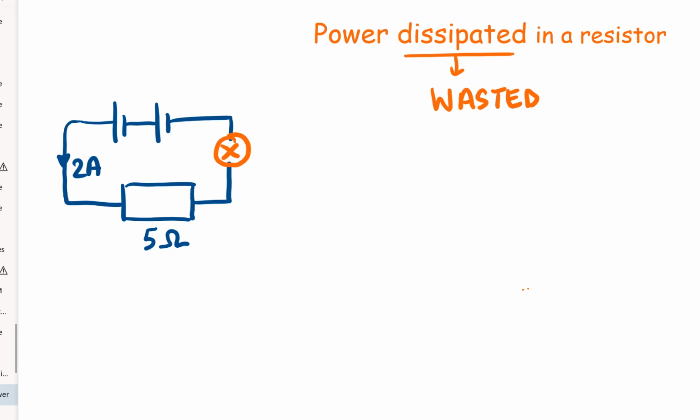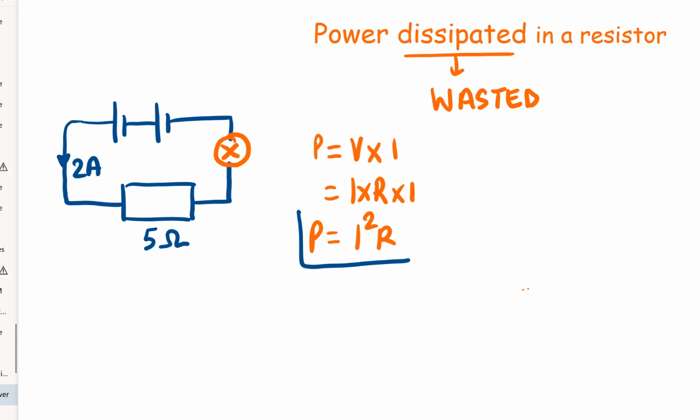If you want to find out how much power is dissipated in the resistor, we can make use of an equation. I'll help you derive it. The basic equation of power is P equals V into I, but you also know V is equal to I into R, so it becomes I into R into I, which becomes I squared R. So we have another equation of power: P is equal to I squared R.